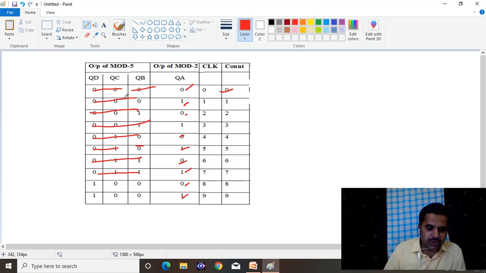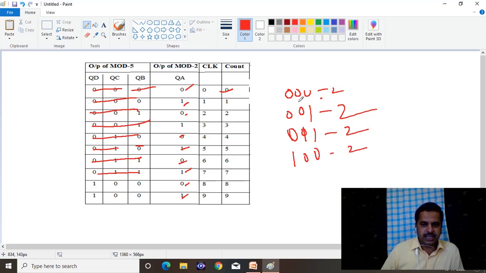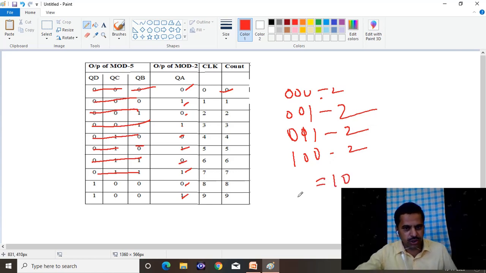So this counter counts each value twice: 000, 001, 011, 100. It counts 000 2 times, 001 2 times, 011 2 times, 100 2 times. So it multiplies 5 into 2, nothing but 10 times here. In this fashion it works as a mod 10 counter.